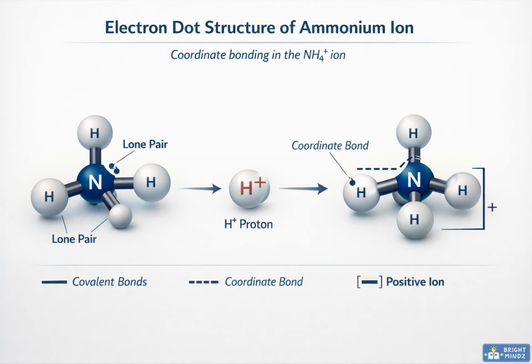Let's follow that step by step. Ammonia, NH3, has nitrogen bonded to three hydrogen atoms and still carrying one lone pair. When H+ approaches, it cannot contribute an electron. So nitrogen donates its lone pair to form the fourth N-H bond. This shared pair comes from nitrogen only, so the new bond is coordinate. After this, nitrogen has four bonds and no lone pair left, and the ion is written in brackets as NH4+.